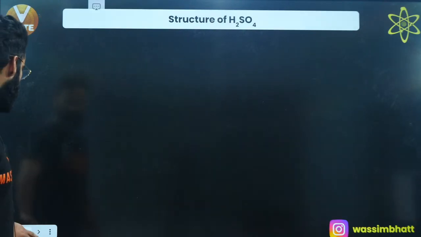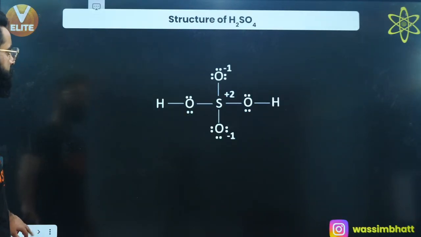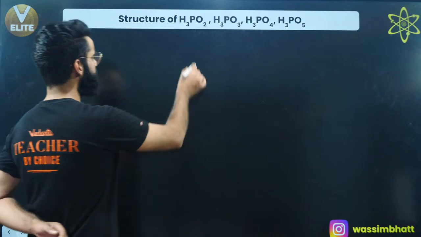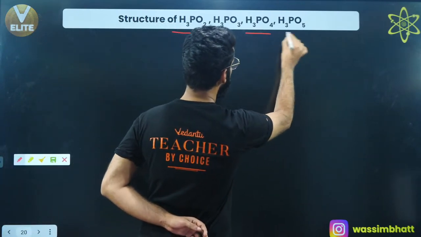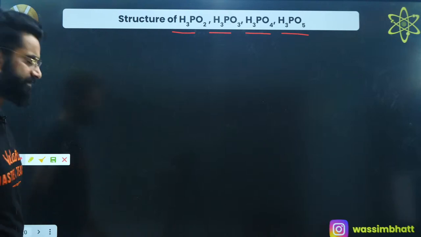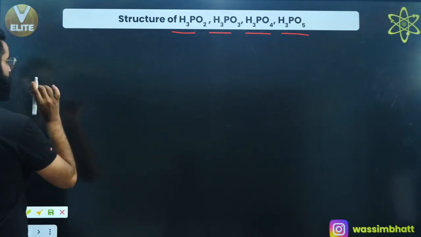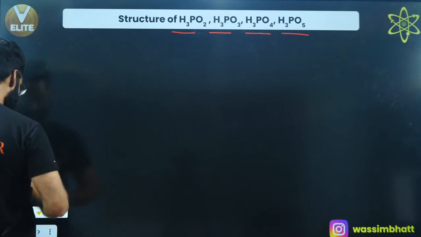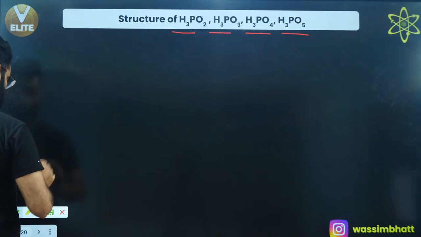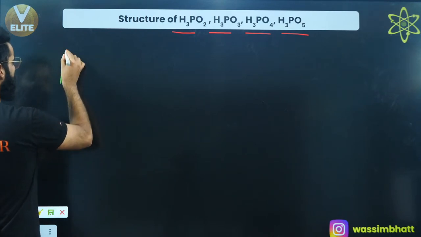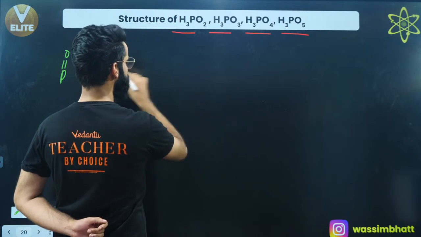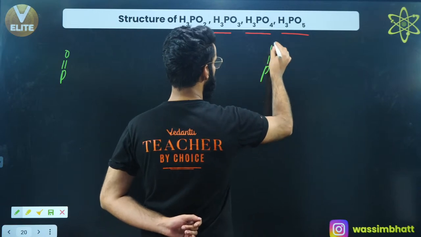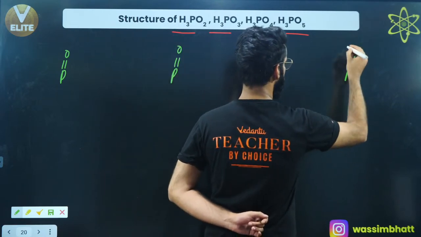Perfect. Moving on to a few more structures, have a look. Let's move on and let's talk about the structure of H3PO2, H3PO3, H3PO4 and H3PO5. Let's make their structures respectively. We are going to make the structure of H3PO2, H3PO3, H3PO4, H3PO5. Everywhere, I'll be doing one thing in common. I'll be putting P double bond O in every structure. It's going to be P double bond O in H3PO2, there'll be P double bond O in H3PO3, there'll be P double bond O in H3PO4, there'll be P double bond O in H3PO5 as well.